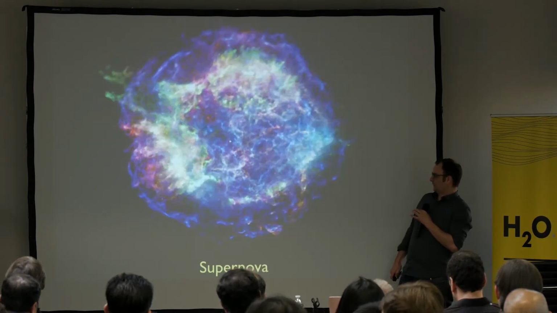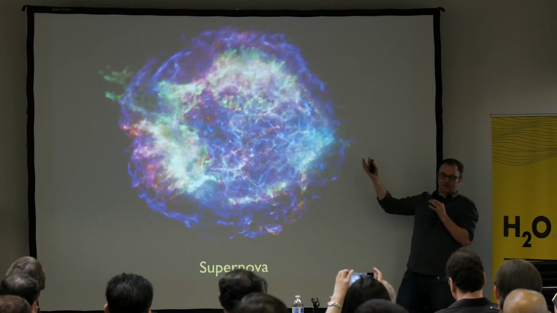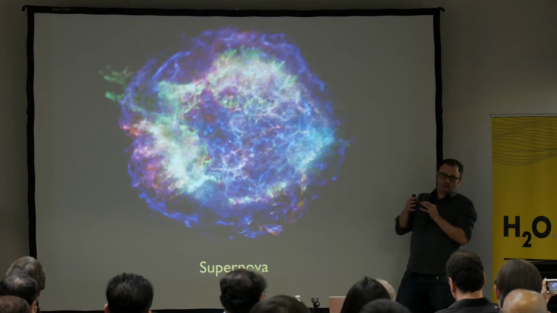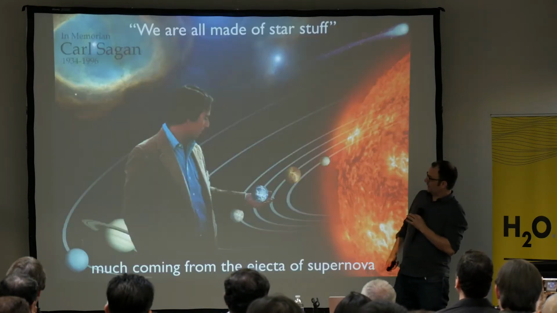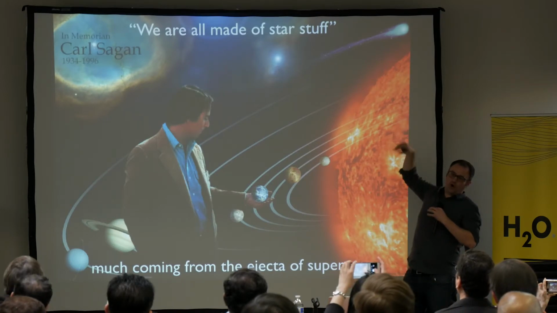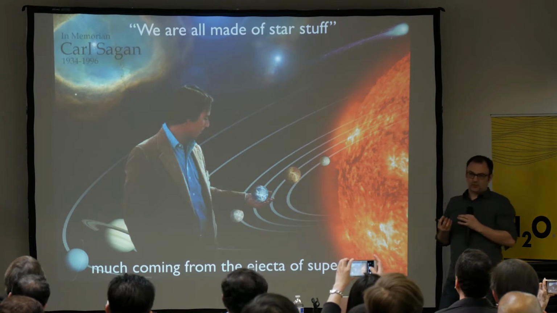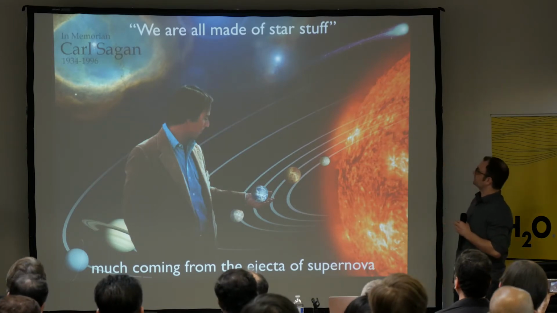For example, you probably know about supernova explosions. When big stars get too old, they collapse under their own weight, and then they explode in these fantastic explosions. And in fact, that's where almost all the heavy elements come from. So all the fluoride in your toothpaste comes from supernova explosions, for example.